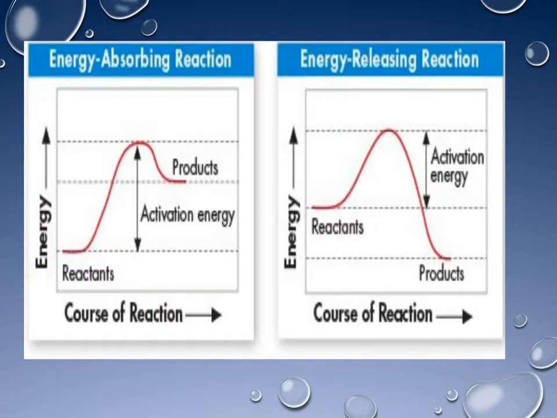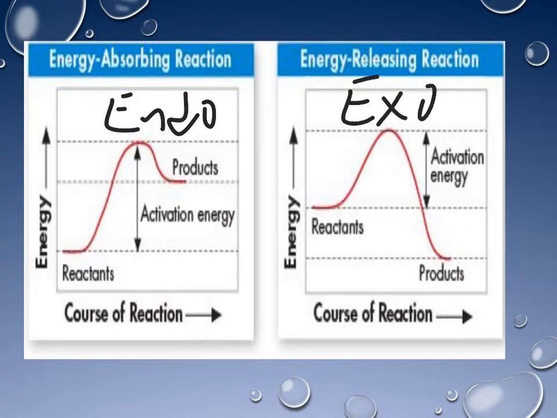Here's a couple of examples. In chemical reactions, basically you have two different classes. You have those reactions that absorb energy in, and those that release energy. And I'm sure you remember those from middle school. Reactions that absorb energy in are said to be endothermic, whereas reactions that release energy are said to be exothermic.